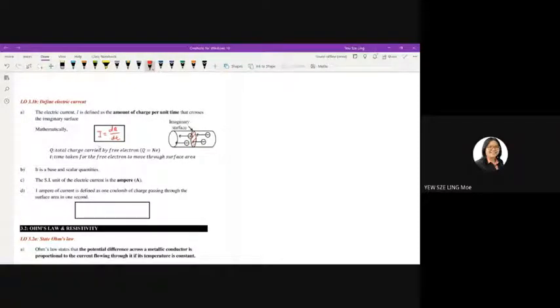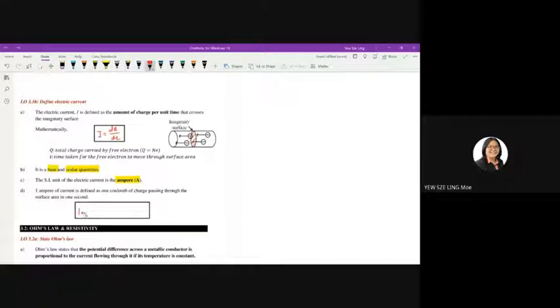So if more charge can pass through this surface area at a given time, then you have a larger I, a greater current. Current is a base quantity and it is also a scalar quantity. The base unit for current is the ampere. So ampere is also an SI unit. Now, what does it mean by ampere? 1 ampere is defined as 1 coulomb of charge passing through the surface area in 1 second.